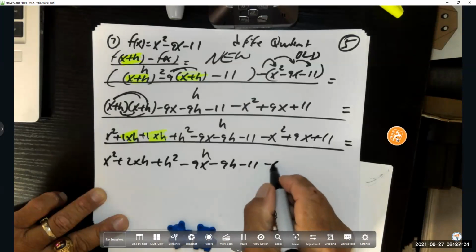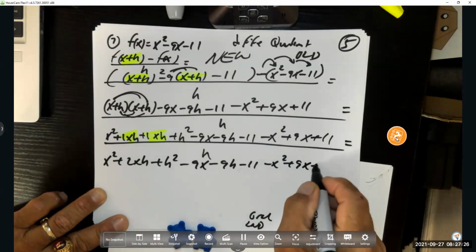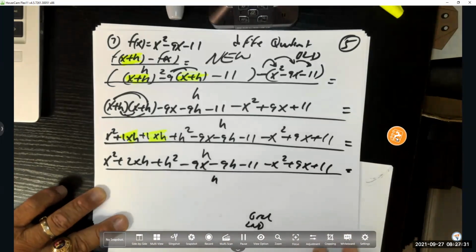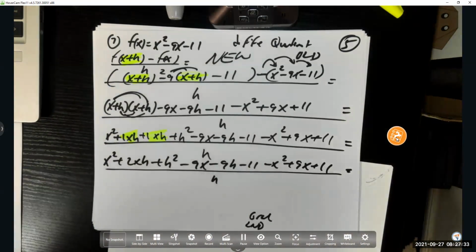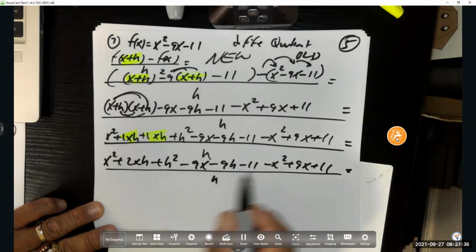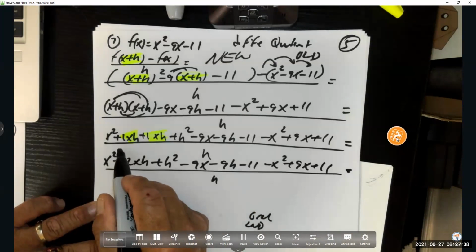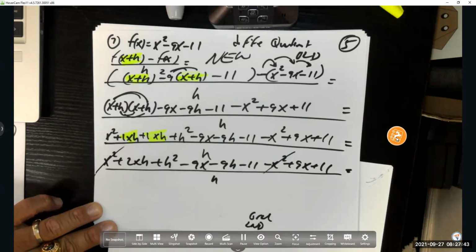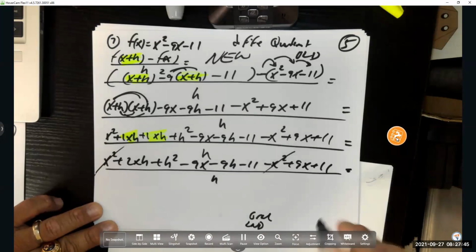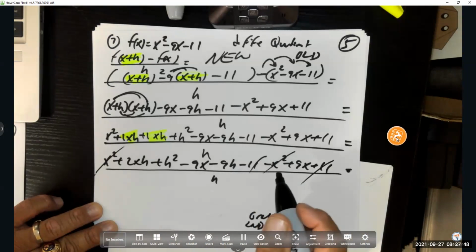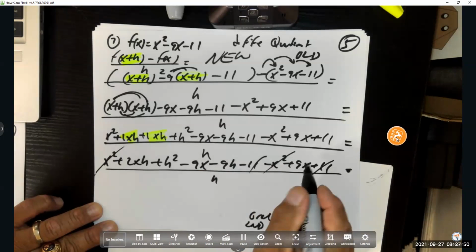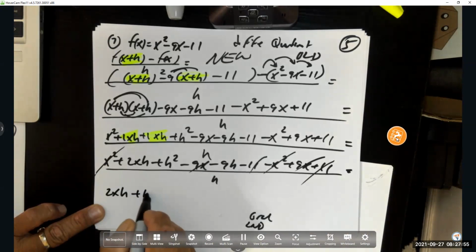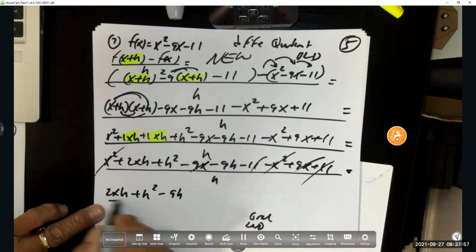Okay. Right there. So now, once I get there, I can cancel stuff out. Tell me what goes away. What goes away? x squared, yes or no? Yes. 11, how about 11? Yes. What else? The 9x? Yep, those are ones. Yes. So the leftover is 2xh plus h squared minus 9h over h.